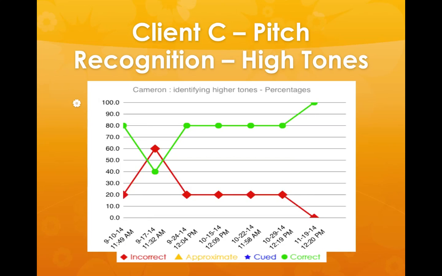Now, we did 10 different tone recognitions for high and then 10 for low. So he's got 8 out of 10 right for 4 weeks in a row. This last week, though, he got 100%. So as you can see, his identifying the higher tones has stayed steady and it has gone up, which has been apparent also with his karaoke.